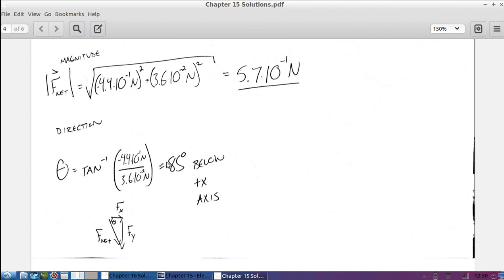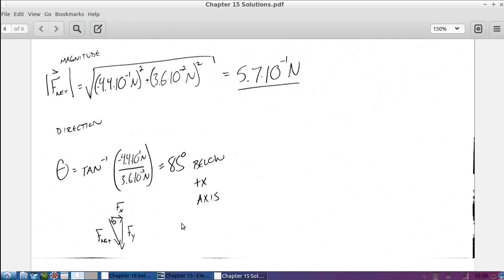So I disregard the negative sign and then I draw a picture of my net force vector, at least its direction. It's got a negative y component, a positive x component. So I'm in the fourth quadrant. This angle theta, this reference angle, is being measured from the positive x-axis. Okay, so I'm going to say it's 85 degrees below the positive x-axis.